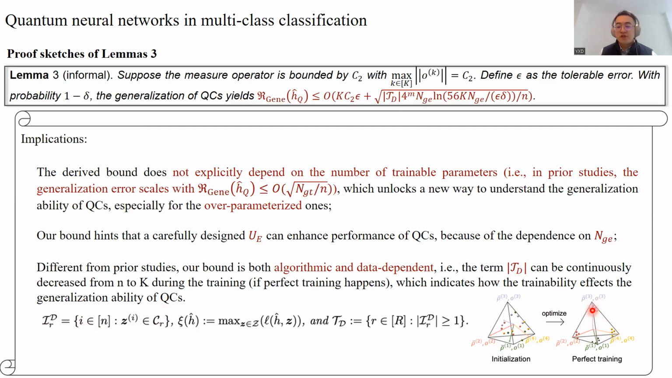But as we can see, when perfect training happens, all feature states concentrate to the k vectors. This means that when we want to calculate the disjoint sets of this geometric picture, we can find this term tau D only equals k instead of n. So this is very good news, which means that when you continuously optimize the quantum classifier, you can find the generalization bound, especially this term tau D, can be decreased. So this is why I say this is algorithm and data dependent. So this is the implication of our generalization error bound.